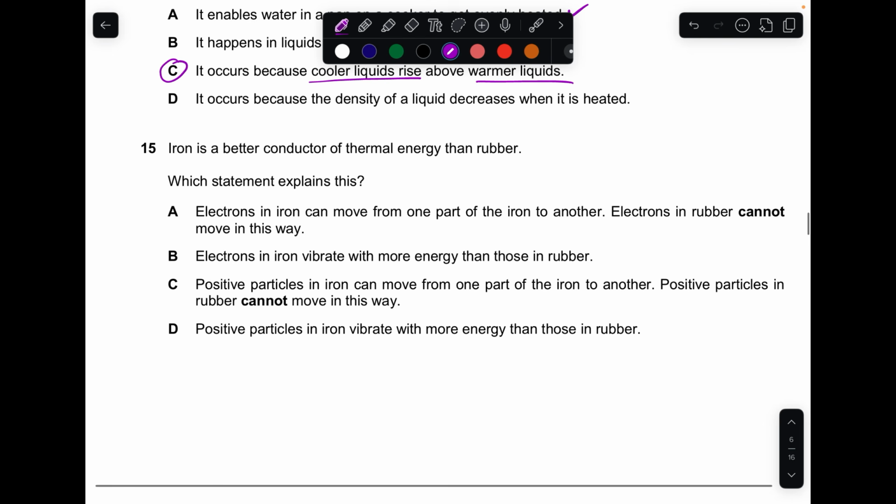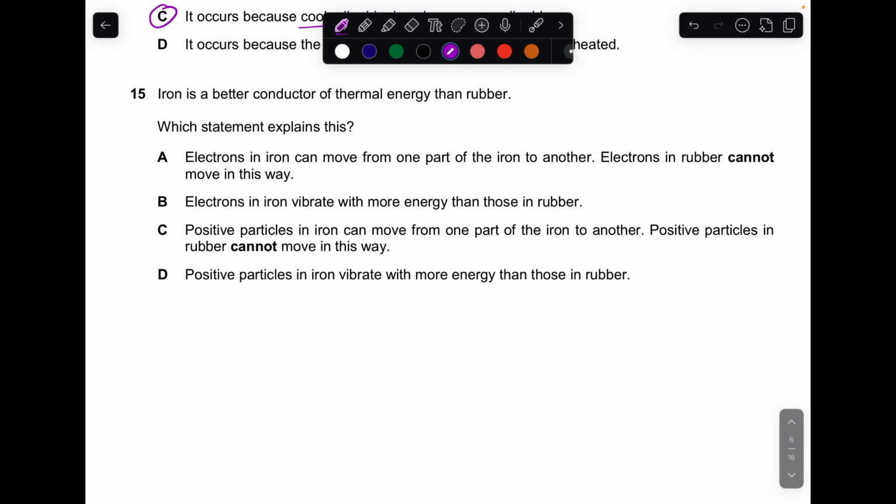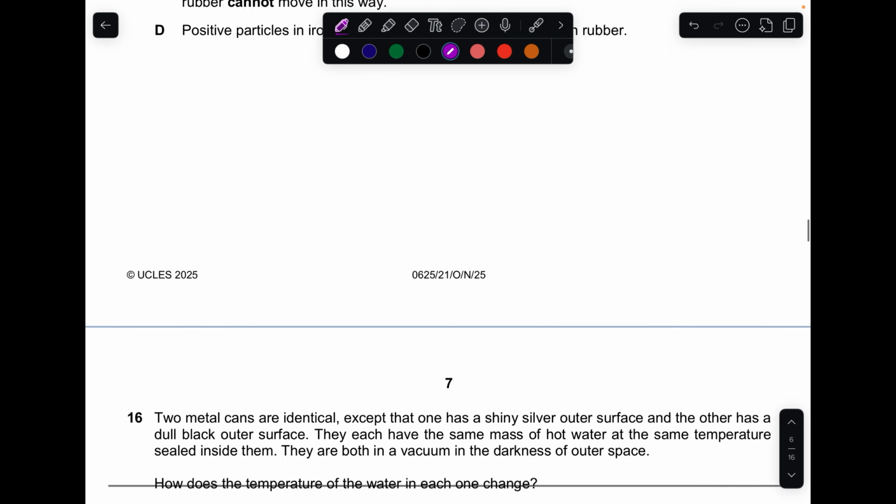Question 15, iron is a better conductor of thermal energy than rubber. Which statement explains this? Electrons in iron can move from one part of the iron to another. The electrons in rubber cannot move in this way. Yes, there are no free electrons in the rubber, so that is true. So we got our answer.